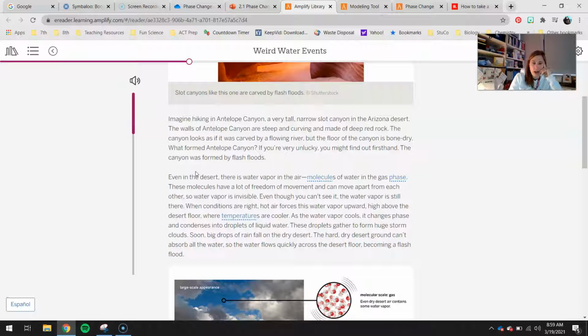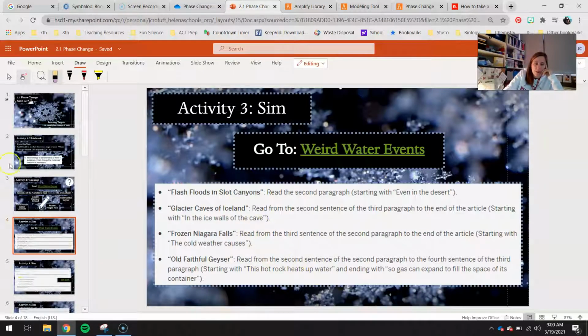When conditions are right, hot air forces this water vapor upward, high above the desert floor where temperatures are cooler. As the water vapor cools, it changes phase and condenses into droplets of liquid water. These droplets gather to form huge storm clouds. Soon, big drops of rain fall on the dry desert. The hard, dry desert ground can't absorb all the water, so the water flows quickly across the desert floor, becoming a flash flood. All right, so that's the information we needed, all of the 2nd paragraph.